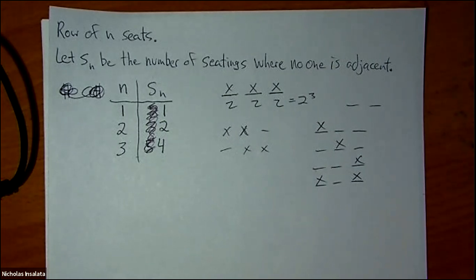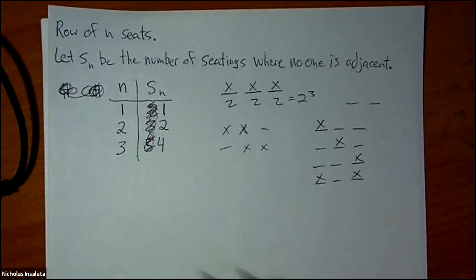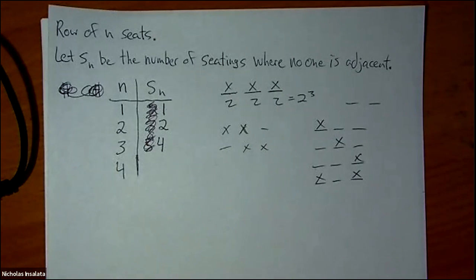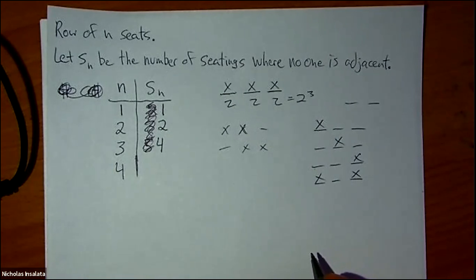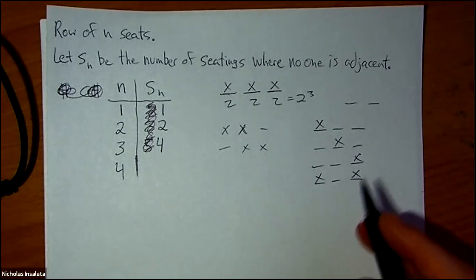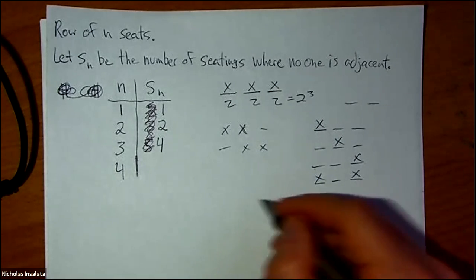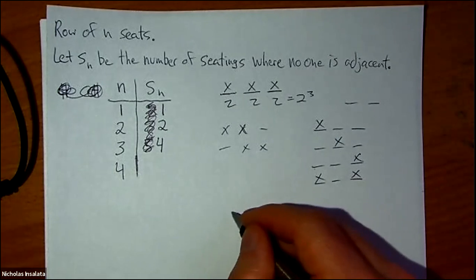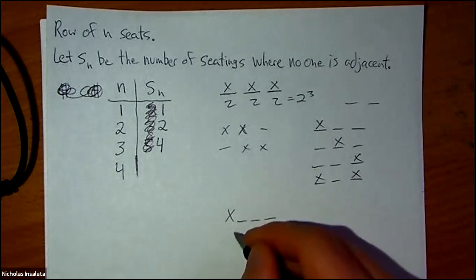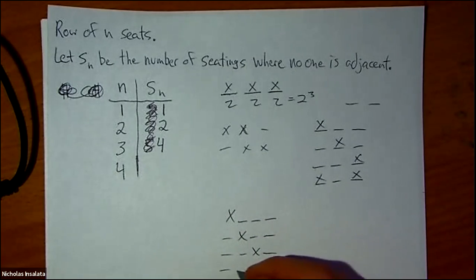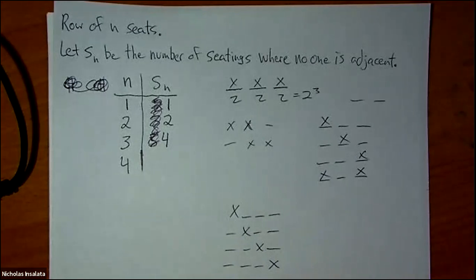Yeah, exactly. Okay, so let's do one more row. Since we screwed that up, let's all get on the same page. So what's the next one going to look like? 4 seats. So we've got a student only in seat 1, 2, 3, or 4, right? So we've got x dot dot dot, dot x dot dot, dot dot x dot, and dot dot dot x. Okay, so we've got those 4.